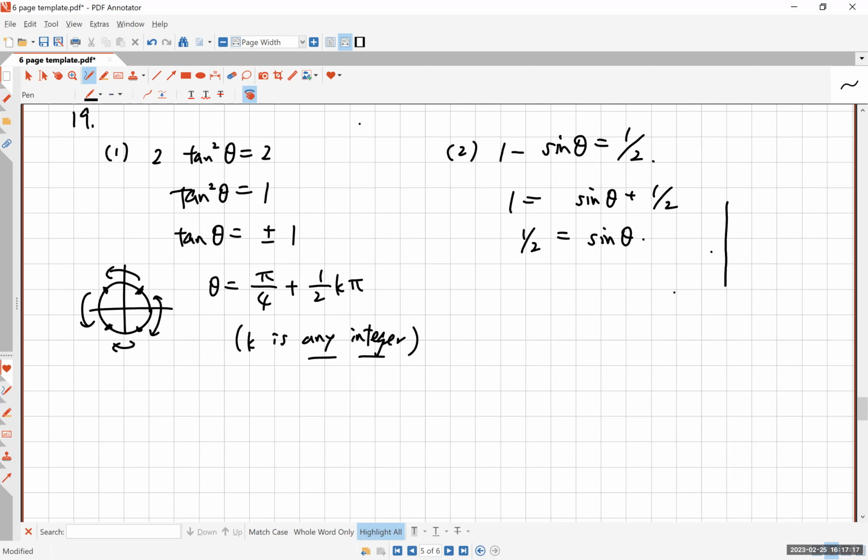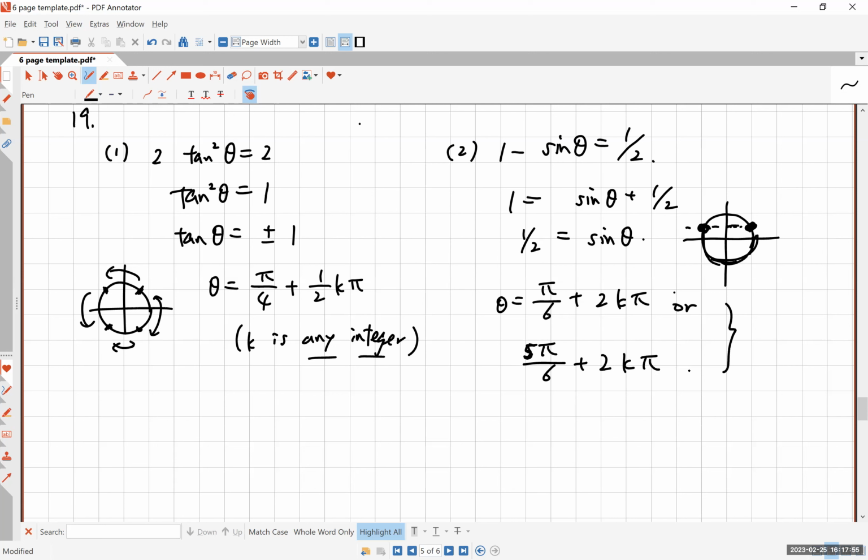So what I need is all the angles, the values of theta, so that sine of theta is 1/2. Remember where sine is 1/2 on the unit circle? It's where the y value is 1/2. That's this point and this point. So the first set of answers is this: pi over 6 plus 2k pi. Then we also have to consider that one, which is 5 pi over 6. Remember, that's 150 degrees, plus 2k pi.